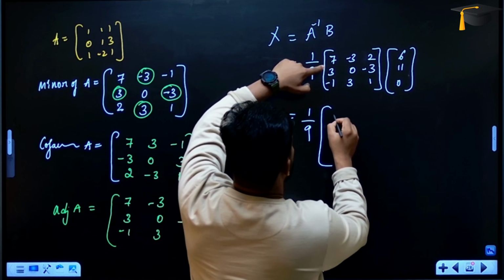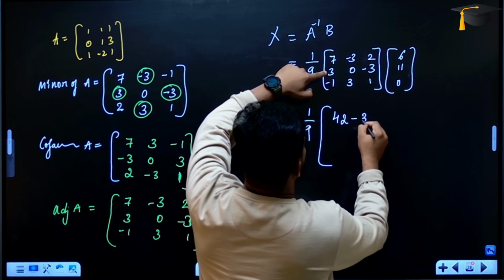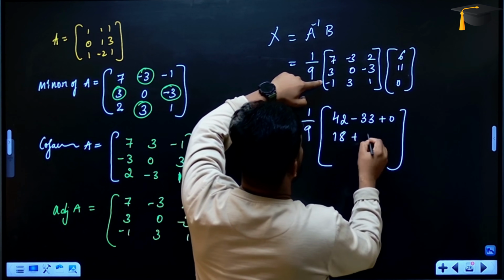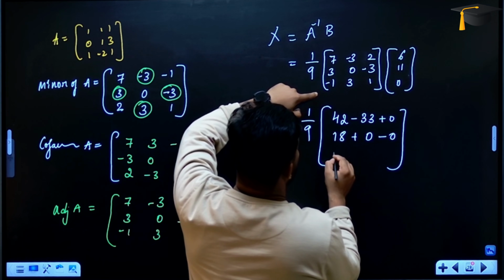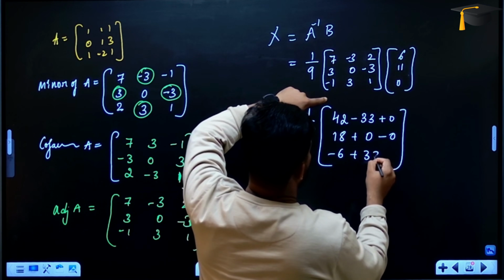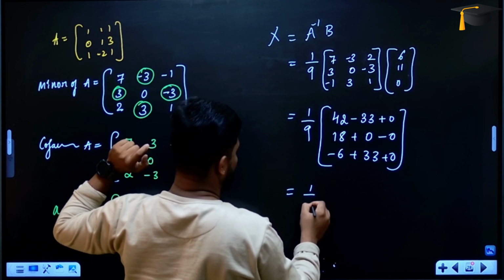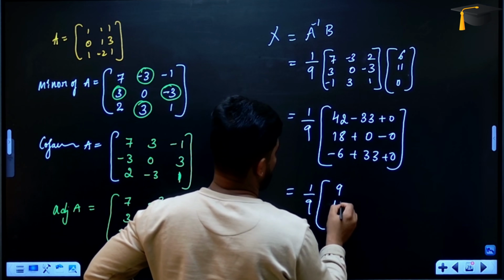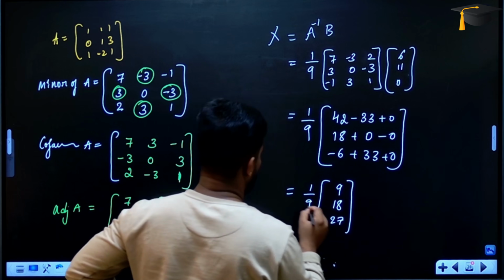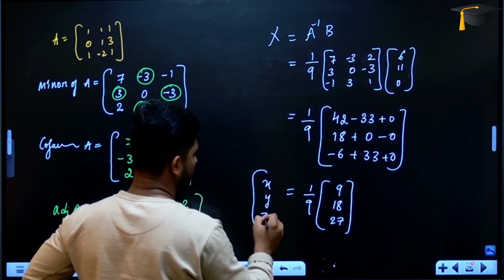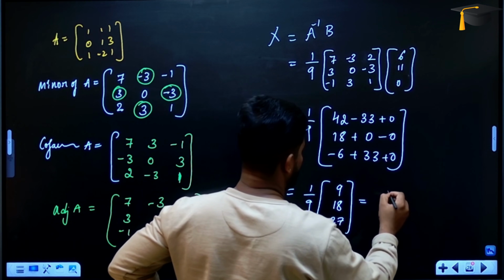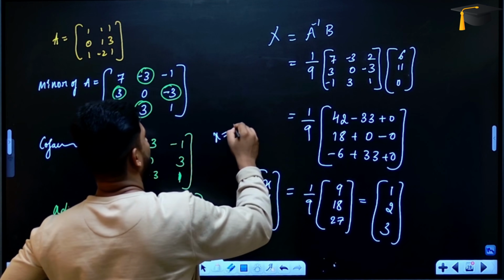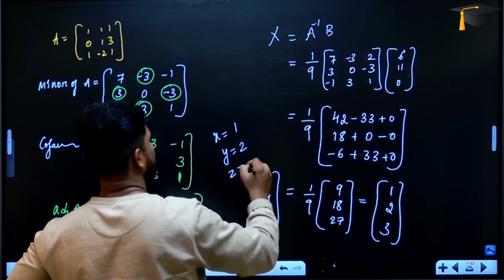Now, 7 6s are 42, minus 11 3s are 33, plus 0. Next, 3 into 6 is 18, plus 0, minus 0. Next, minus 6, plus 33, plus 0. Okay, so it is 1 by 9 of 42 minus 33 is 9, this is 18 and this is 27, right? Okay, it's correct. This is nothing but x, y, z. So we get 1, 2, 3. So x is equal to 1, y is equal to 2, and z is equal to 3.